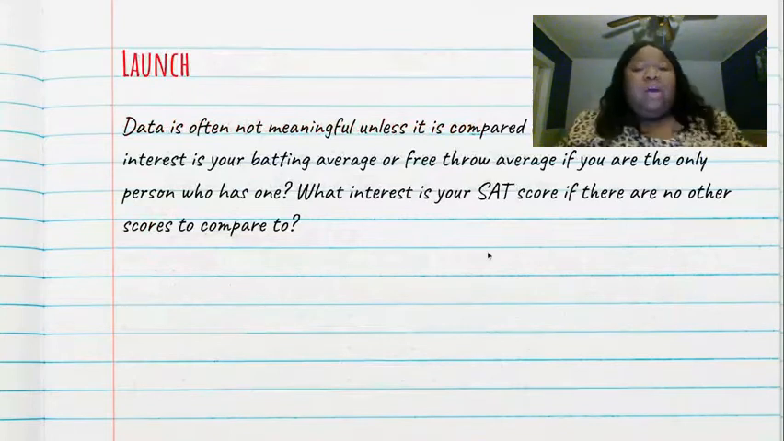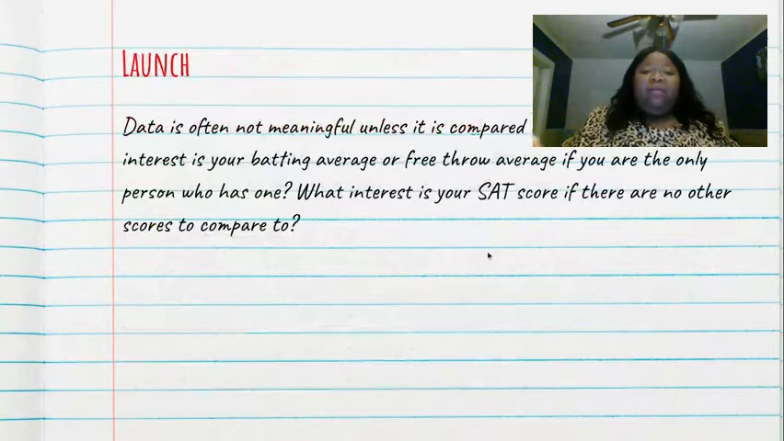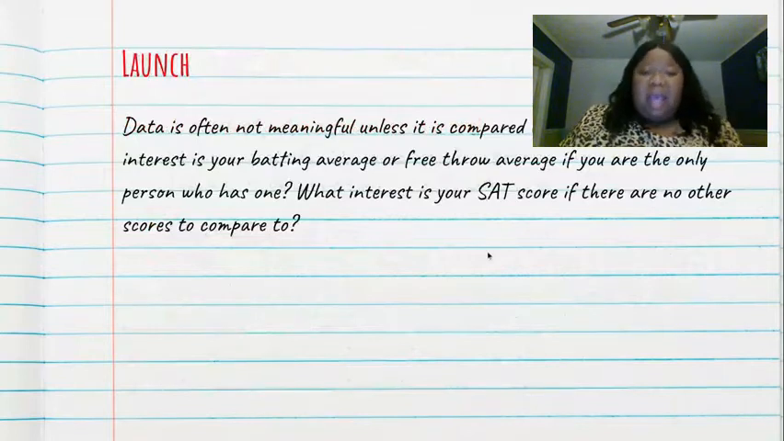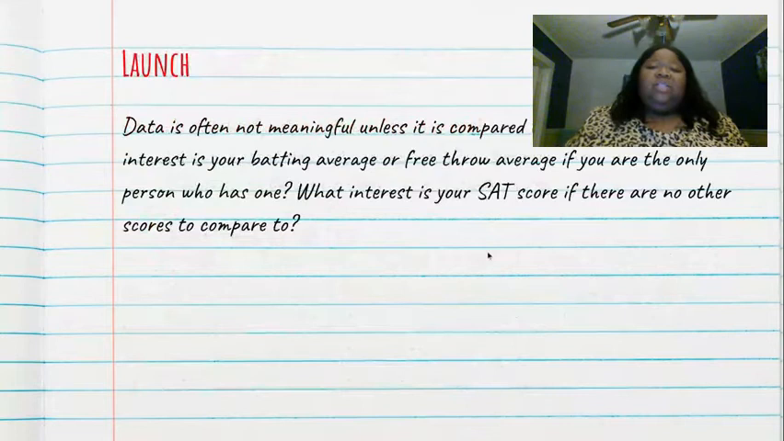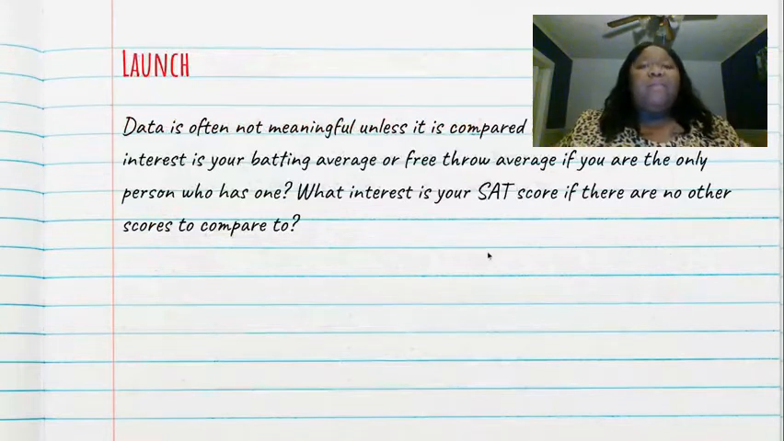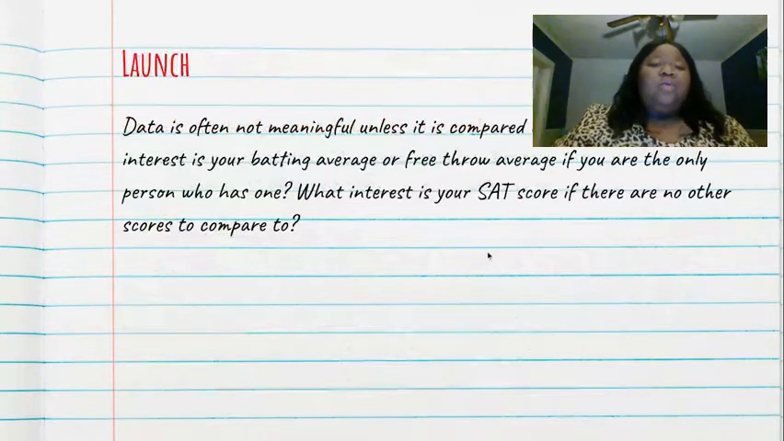So before you watch the next video, your data is often not meaningful unless it is compared to other data. What is interesting about your batting average or free throw average if you're the only person that has it? What is interesting about your ACT score if you're the only person that has that ACT score and you have no one to compare it to? So this lesson for today has you work through how we compare ACT scores, and how we would come up with the data to compare your scores to other people's scores.